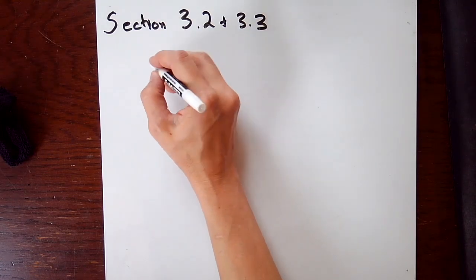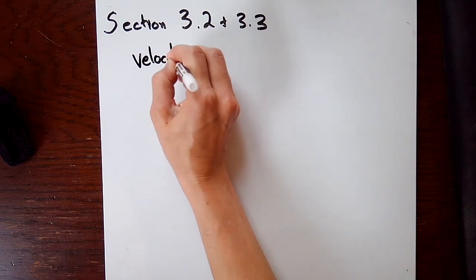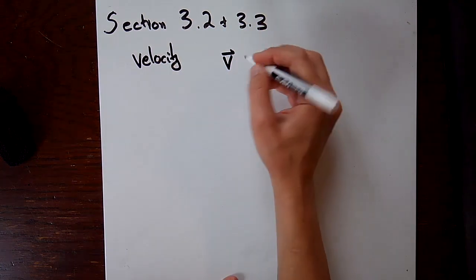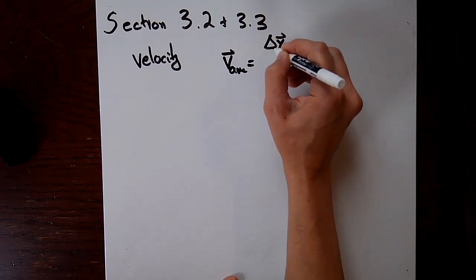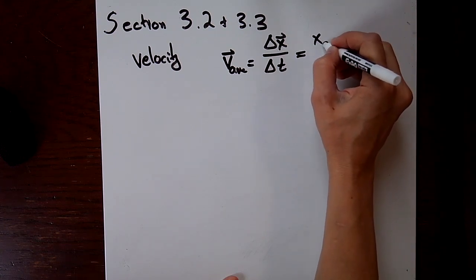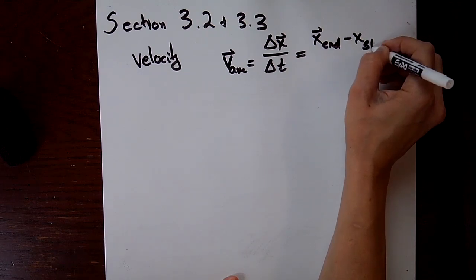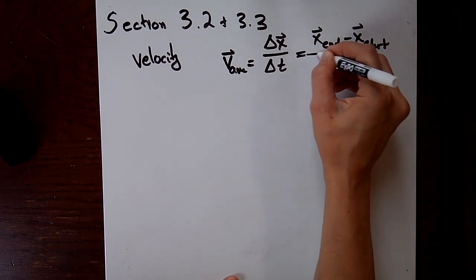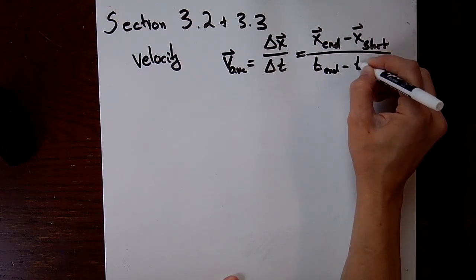So we just learned about average velocity. If you have the average velocity, you look at the change in position over the change in time. That is the difference between where you were at the end and where you were at the start, over the time difference between those 2 points.